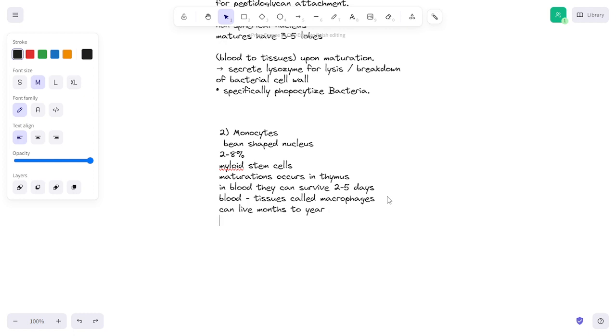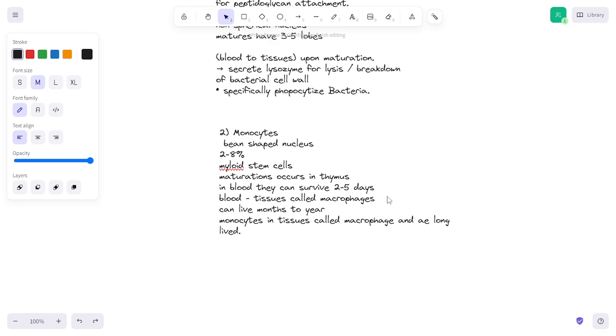So we can write that monocytes in tissues are called macrophages and are long lived. So this was about the monocytes.